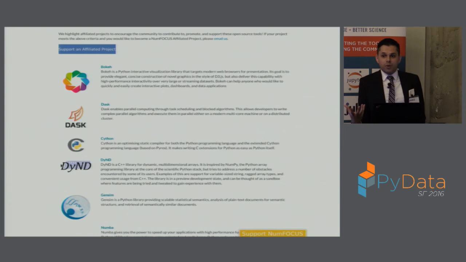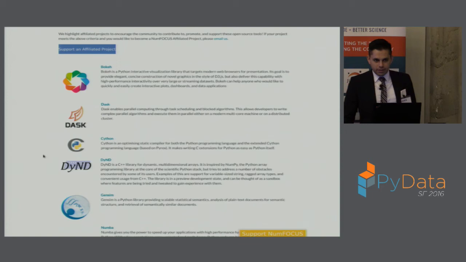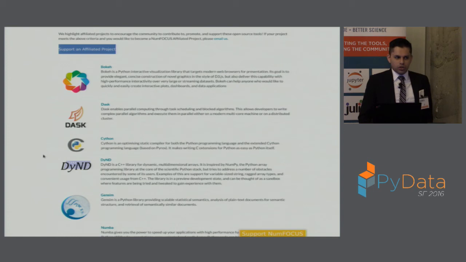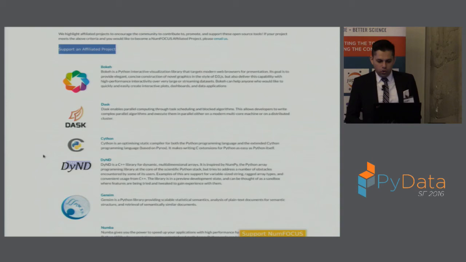Another similar project is Dask. I don't think we have a Dask talk at this event, but previous PyData events have featured a lot of talks on Dask. Dask is a kind of parallel computing framework. You can think of it as building computation graphs and abstracting where the computations are actually performed. Cython, I'm sure we're all familiar with Cython.